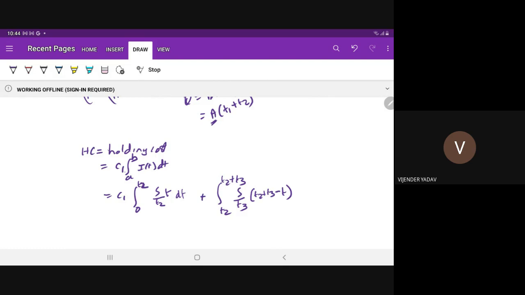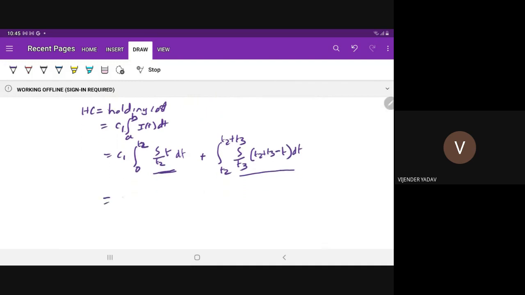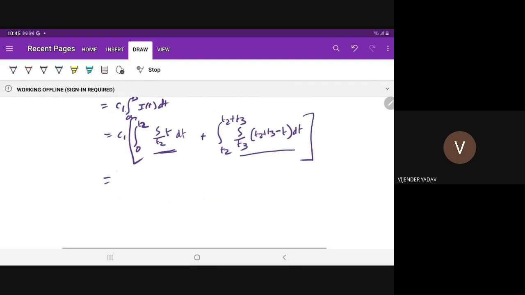At that time, we can say what is the available inventory level, into dt. So that is the holding cost. This is the IT in the period 0 to T2, and this is the IT in the period T2 to T2 plus T3. And C1.